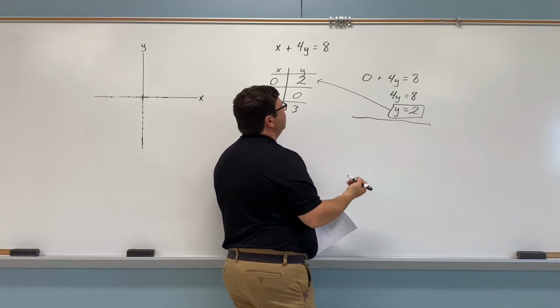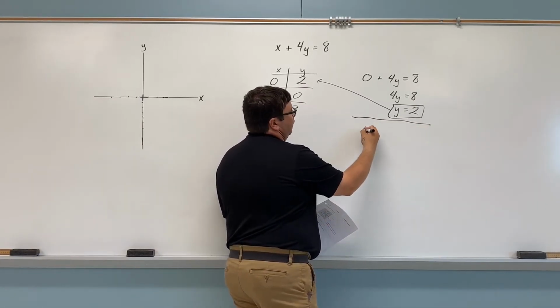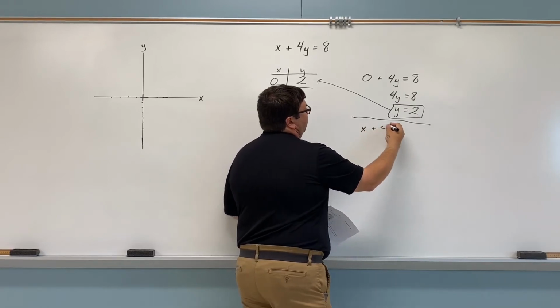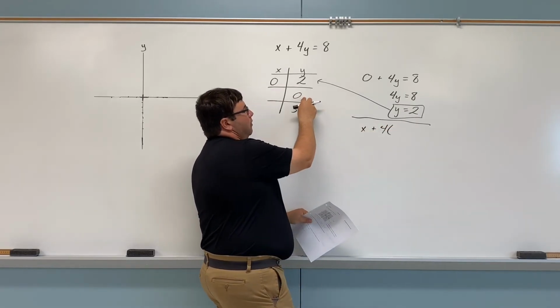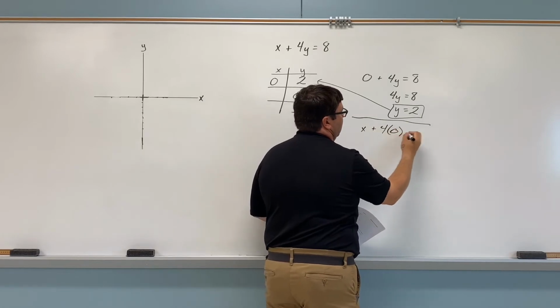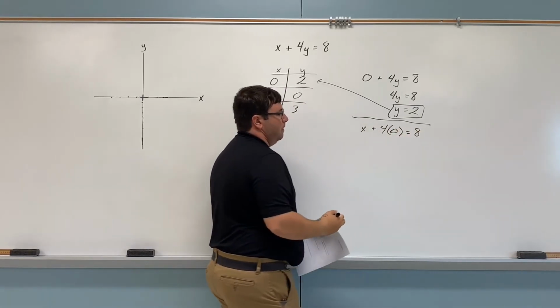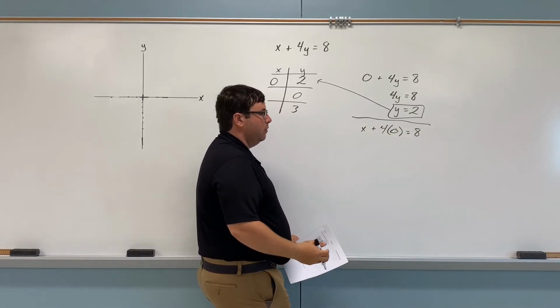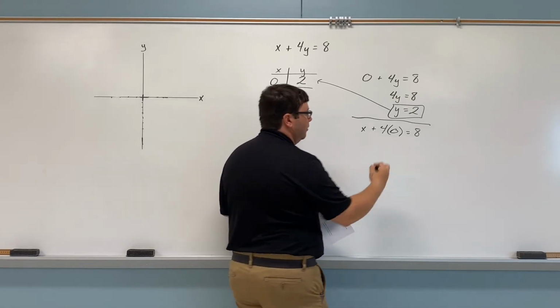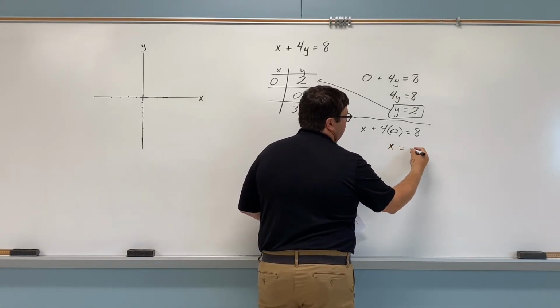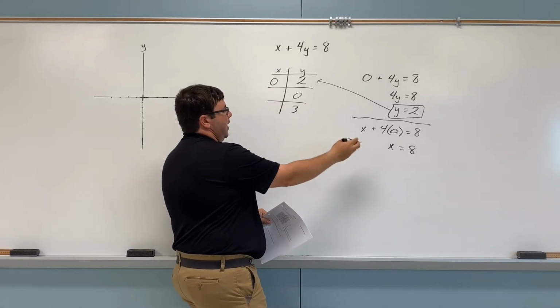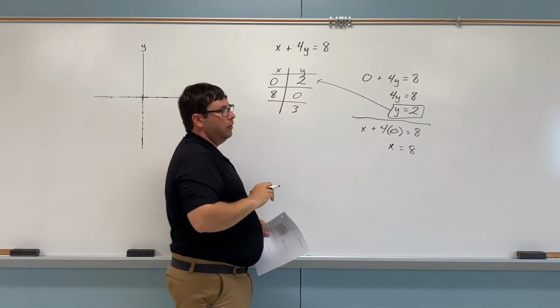All right, let's try the next one. Got my squiggly line just to divide. So I have x, don't know what that is, plus 4y, my y is 0, is equal to 8. 4 times 0 is 0. X plus 0 is x. So I have x is equal to 8. That x value goes into your chart.